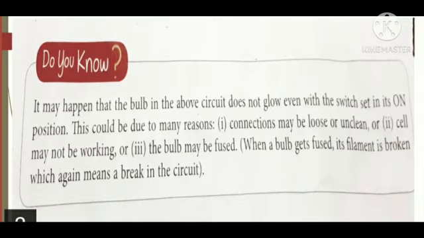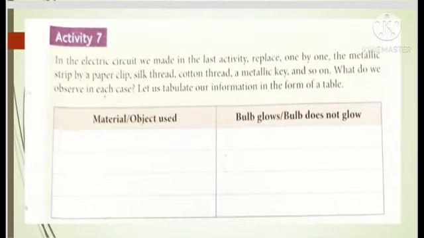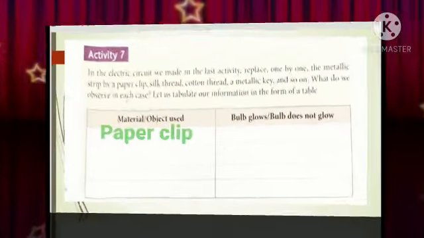बल्ब फ्यूज कब होता है? जब उसका फिलामेंट ब्रोकन हो जाता है, which again means a break in the circuit. यदि फिलामेंट बीच में से टूट गया, it means जो क्लोज्ड पाथ था वो अब ओपन हो गया है, तो बल्ब ग्लो नहीं करेगा। Now activity number 7 is given there and what you are asked, यदि 3-4 मटेरियल आपको दिए हैं और आप उन्हें अपने इलेक्ट्रिक सर्किट में यूज करते हैं as a switch, तो कौन से केस में बल्ब ग्लो करेगा and कौन से में नहीं करेगा। Material used is on the left hand side and bulb will glow or does not glow.